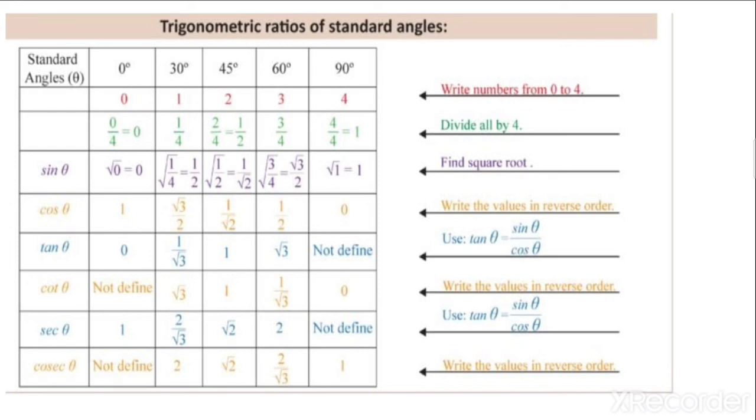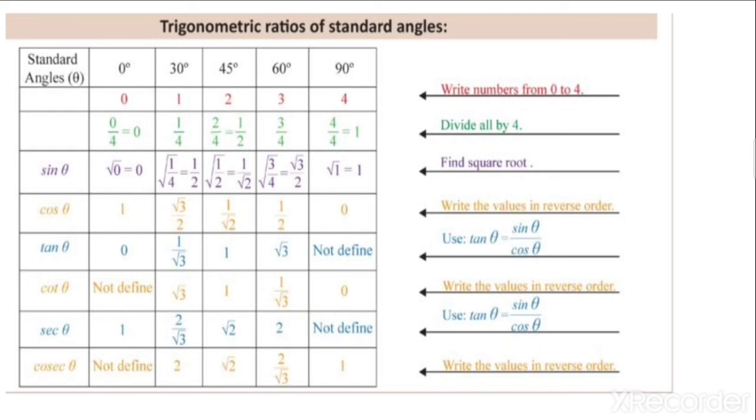1 by root 2 divided by 1 by root 2, got cancelled, answer is 1. Root 3 by 2 divided by 1 by 2, 2 got cancelled, the answer is root 3. 1 by 0, it's not defined. So we just wrote undefined or not defined.